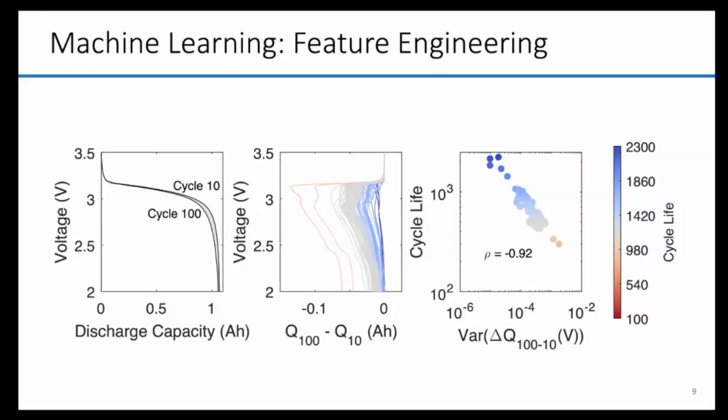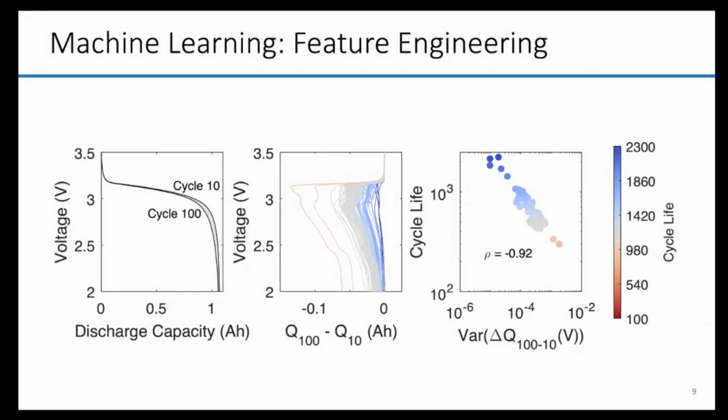So on the right, I'm now showing the variance of the difference of these curves. And what we found was once you've done this transformation, there's a high correlation between this new feature and cycle life, such that it is suited for our modeling purposes. Now, this was a great result, but you might ask, well, why this feature?